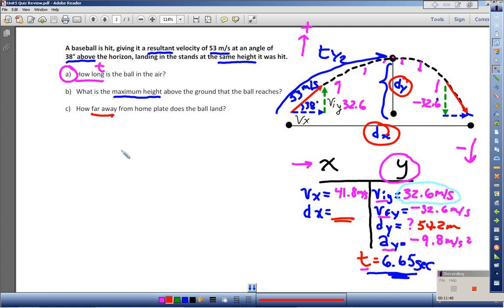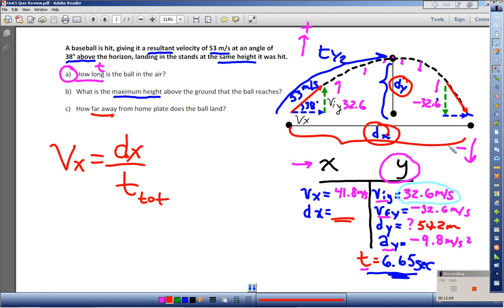At this point, you should realize that because the velocity in the horizontal direction stays constant, I can use this equation to solve for the displacement. I know time total. Again, we're back to total time because it's this entire trip. And I also happen to know the velocity in the horizontal direction, and I know that it is not going to change. It will stay the same the entire way because we are neglecting air resistance for this ball.